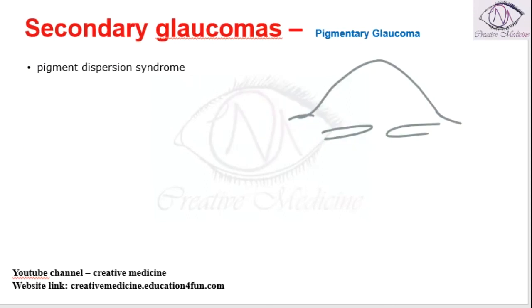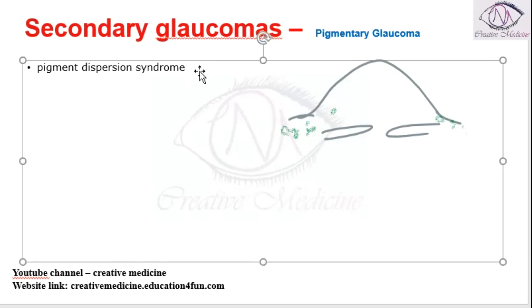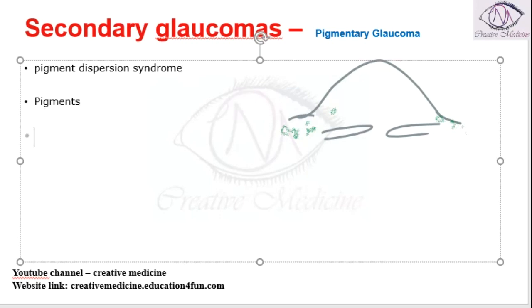In the pigment dispersion syndrome, there is formation of pigments, and these pigments will go and block the trabecular meshwork, and they also block the Krukenberg's spindle. So the pigments present in the pigment dispersion syndrome will block the trabecular meshwork, and they will cause iris trans illumination.